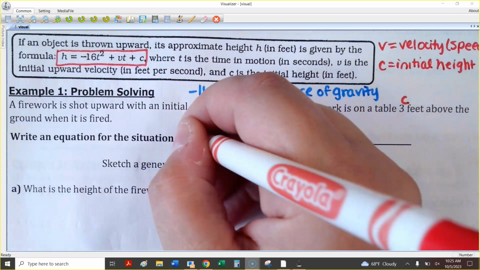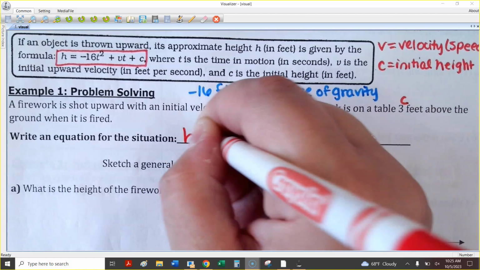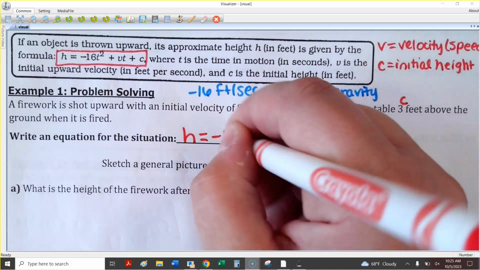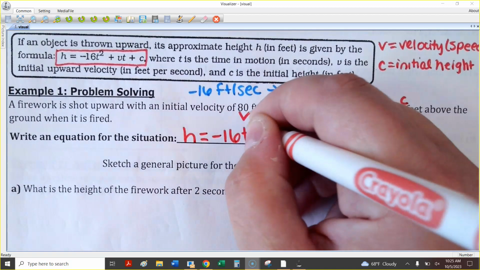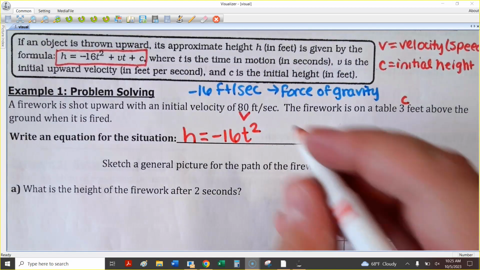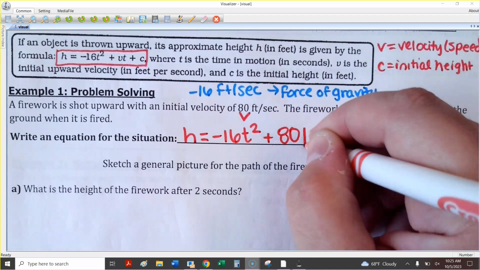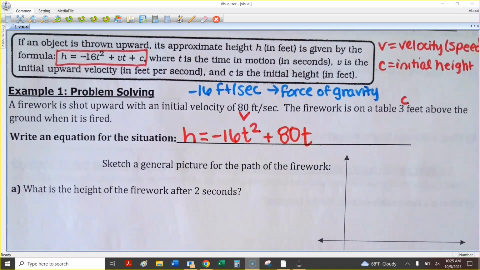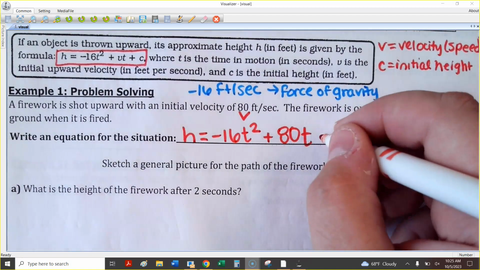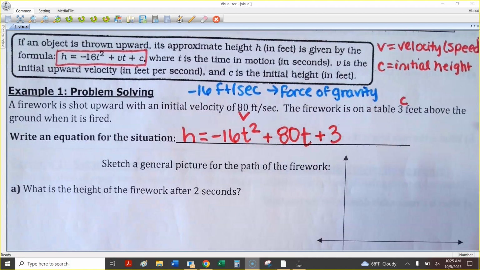So as you do this, the height of my firework is going to be negative 16 multiplied by my time squared, so it's going to be t squared. And then plus your initial velocity, which is 80, multiplied by the time. That t squared is what creates the quadratic here. And then plus your initial height, which is the 3-foot table in this question.